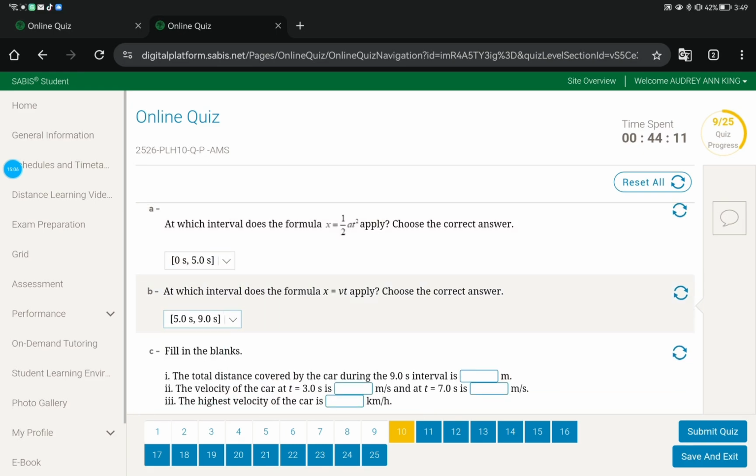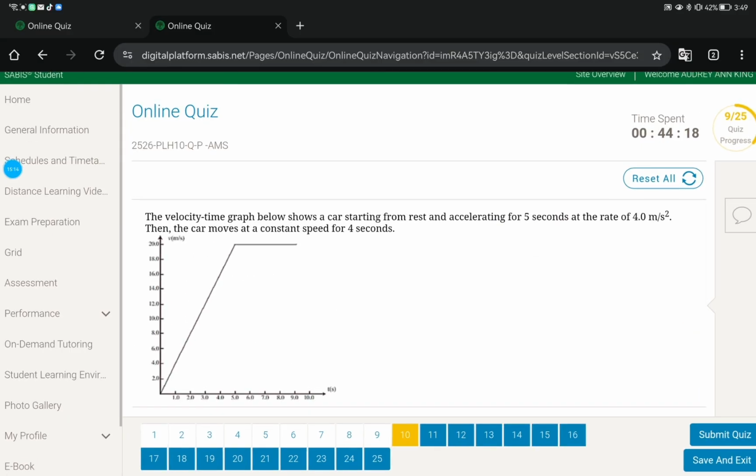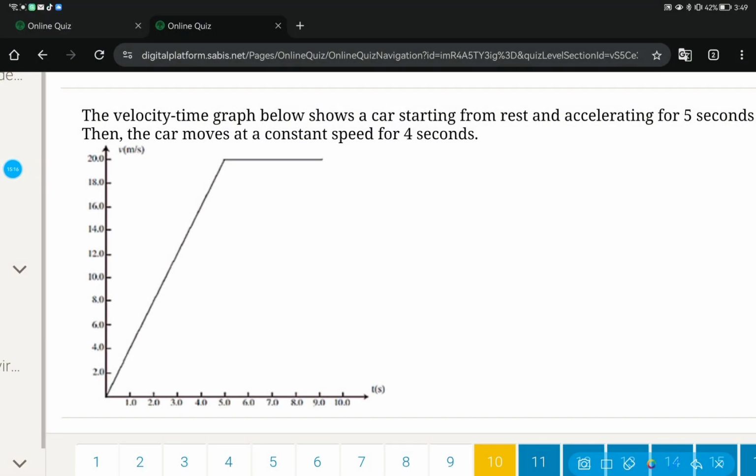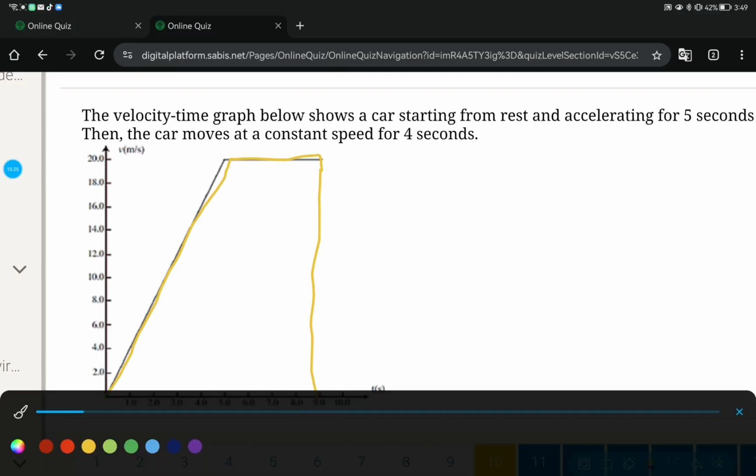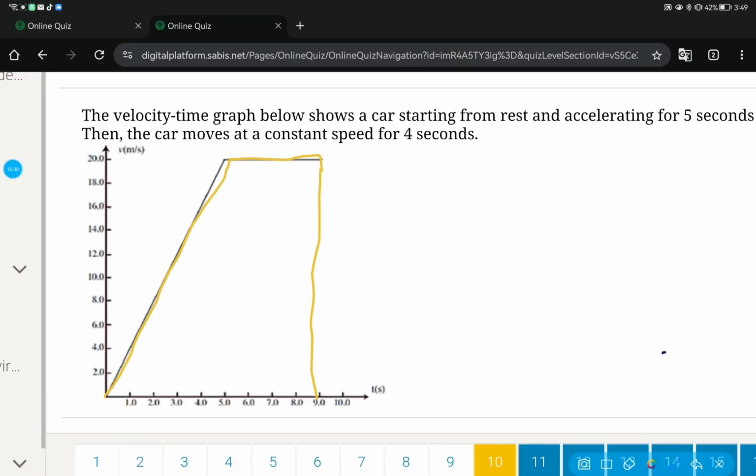So there we go. The total distance covered by the car during the 9-second interval is blank meters. So this one is the 9-second interval, the whole thing. And we can split this into two shapes because we need to find the area of the shape in order to find the net displacement. So we can split this into a rectangle and the triangle.